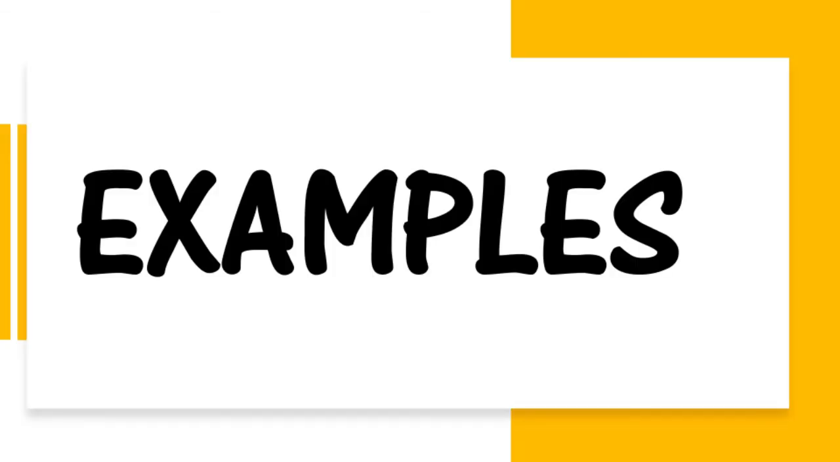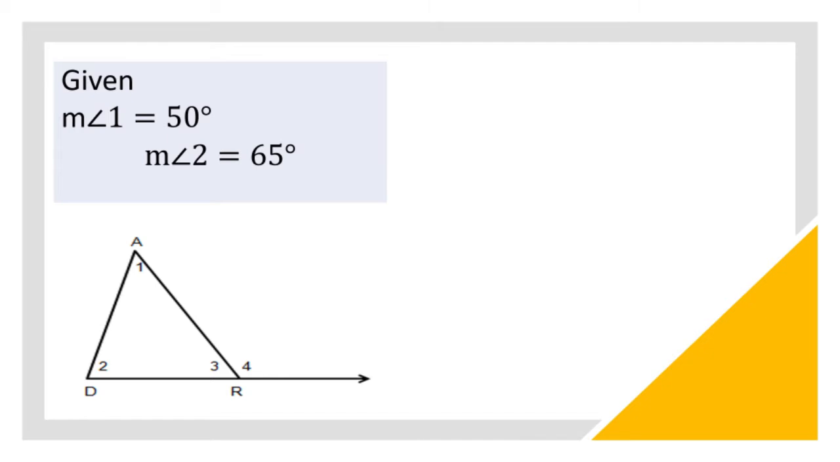Examples. Given. Measure of angle 1 is equal to 50 degrees. Measure of angle 2 is equal to 65 degrees. Find the measure of angle 4. Solution.